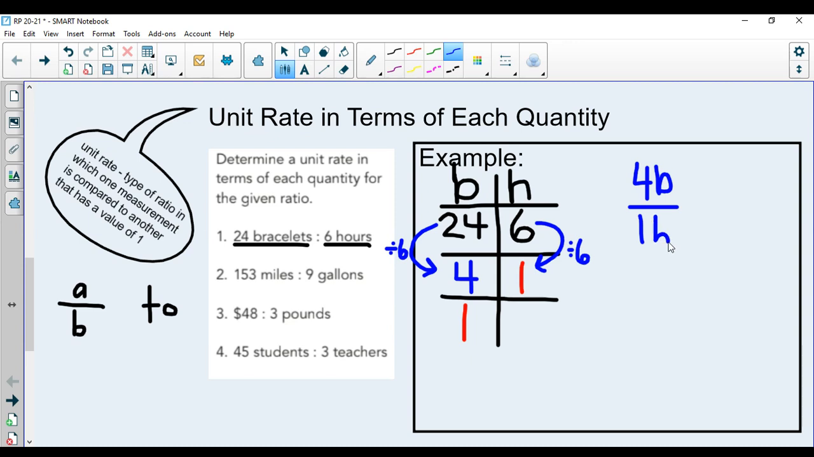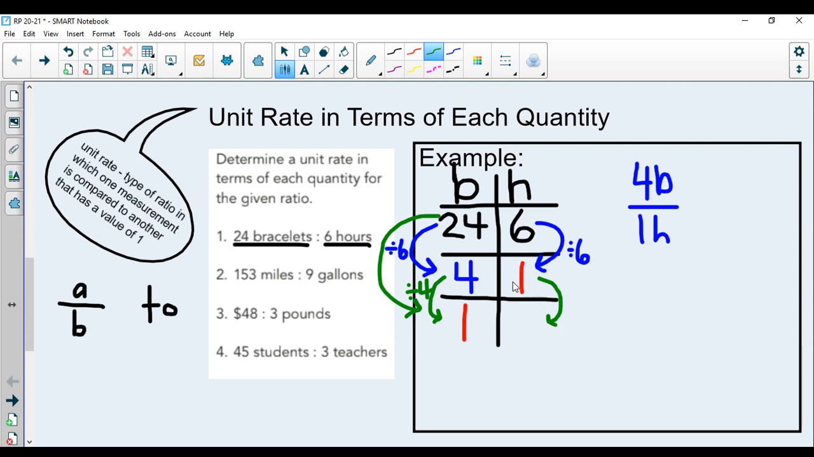Now let's try to find the second unit rate in terms of bracelets. I could start from the original ratio and scale from 24 down to 1. But because this is equivalent, I could also scale from here. To me, it's easier to divide something by 4 than it is to divide by 24. So that's what I'm going to do. I'm going to scale from here, 4 to 1. Well, how do I get from 4 to 1? That would be done by dividing by 4. So if I'm dividing this side by 4, I'm going to divide this side by 4.